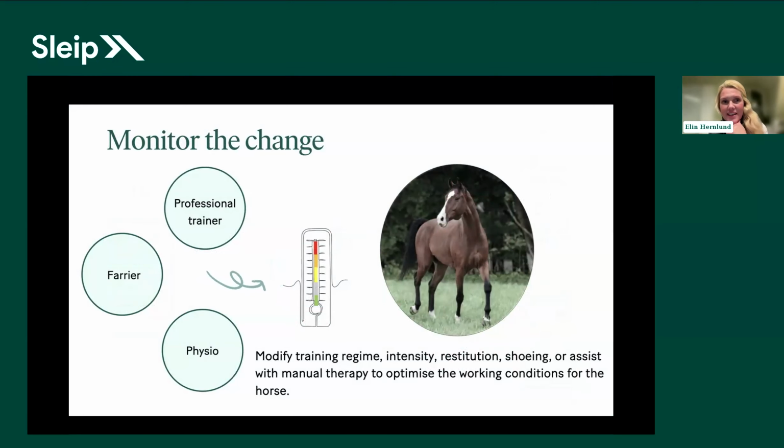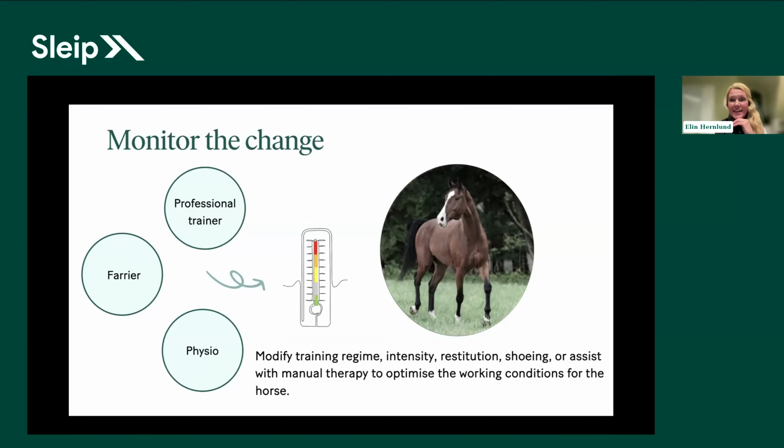So what I think is going to be interesting today is to hear more about how you can monitor change. That means a professional trainer, a farrier, or a physio could use this asymmetry measure as a temperature measure, I'd say. It's not measuring lameness, it's measuring asymmetry. And of course, it's a functional output of the locomotor system that we're looking at. So hopefully this could lead to someone who is closer to the horse in the daily routines being able to take decisions to potentially modify training regimes, maybe the intensity or the restitution in the training, the shoeing strategy, or how you'd work with manual therapy to optimize the working conditions for the horse.